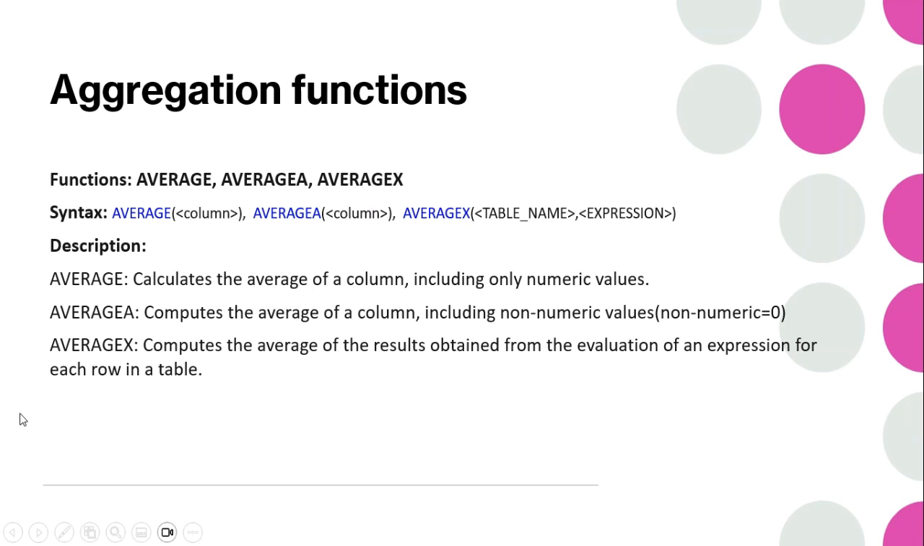Now let's meet AVERAGEA. This function is a bit more inclusive. It computes the average of a column as well, but there is a twist. It includes non-numeric values in its calculation, like a boolean.